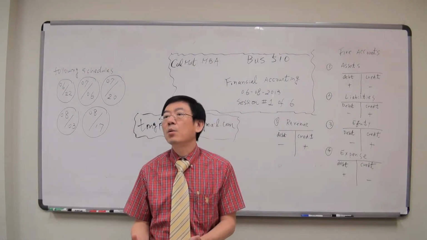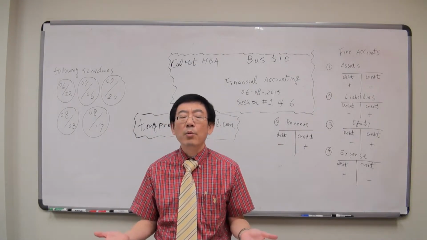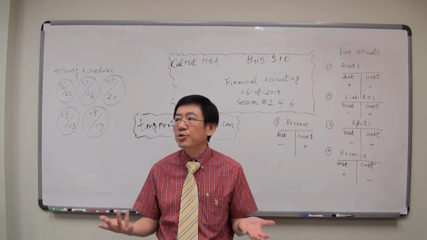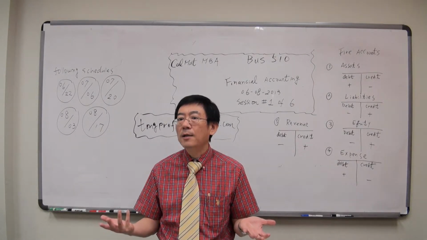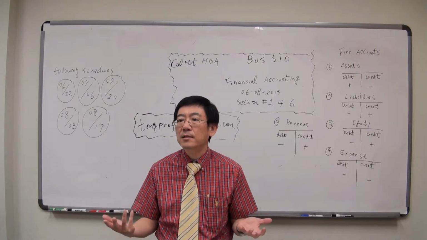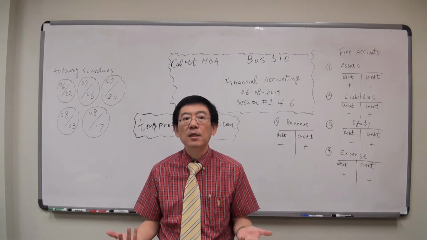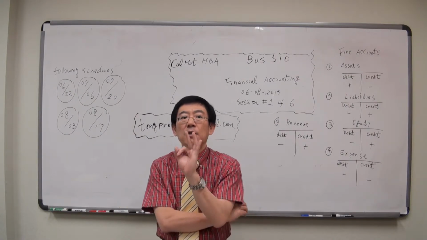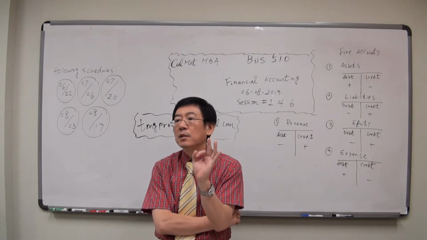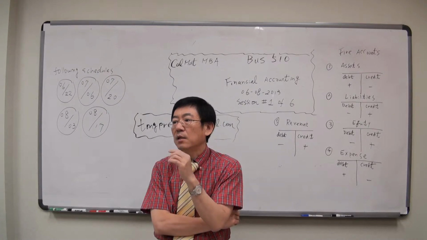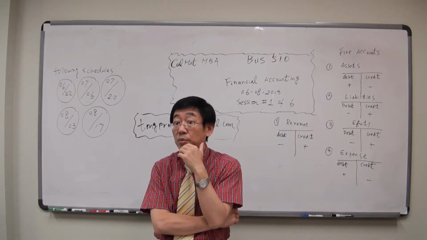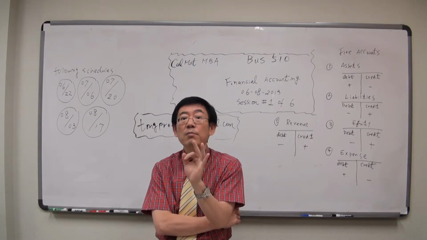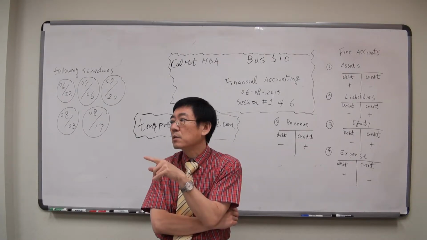Can anybody tell me, when we talk about balance sheet, what are the major sections or major items you will see on the balance sheet? Let me give the hint. There are 3 major categories you will see, or if you prepare a balance sheet, you need to include those 3 major categories.